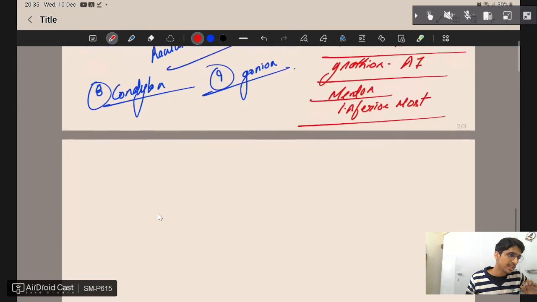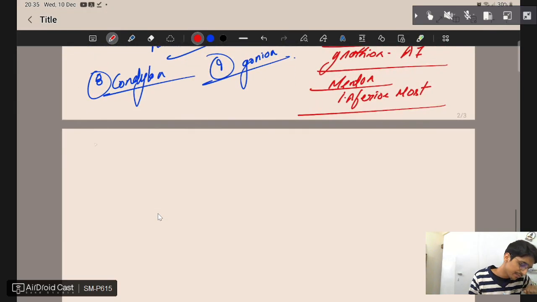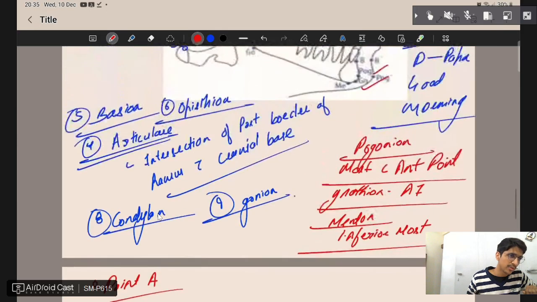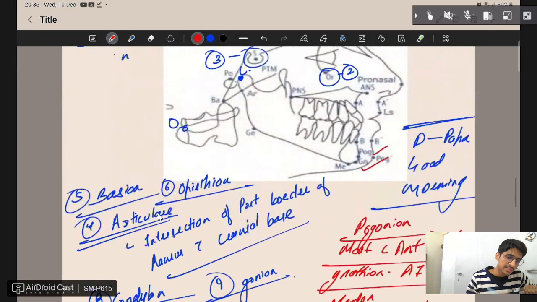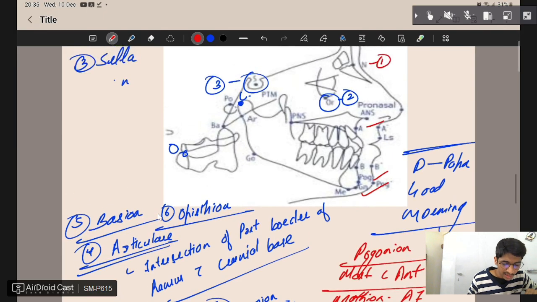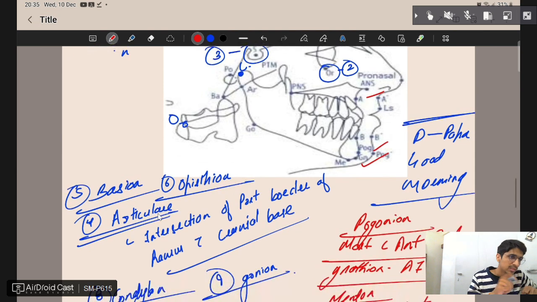After the PGM points, we have point A. What is point A? It is basically the curvature present on the anterior border of the maxilla. The curvature present at the midpoint of the anterior border of the mandible is called point B. Both these points lie in the curvature only.